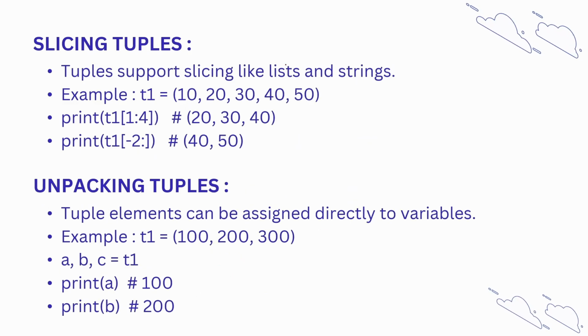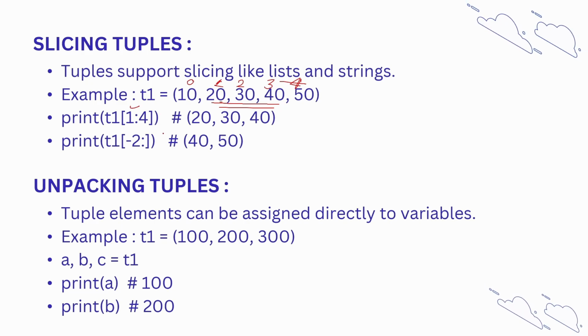Tuples support slicing like lists and strings. Okay, so if we have T1 as 10, 20, 30, 40, 50 and we say T1[1:4], here we have done slicing. We will get the elements from the first index till the third index. The element at the 0th index is 10, then the first index, second index, third index and fourth index. So here we get the elements from the first, second and third index. Okay, so it gets all these 3 elements.